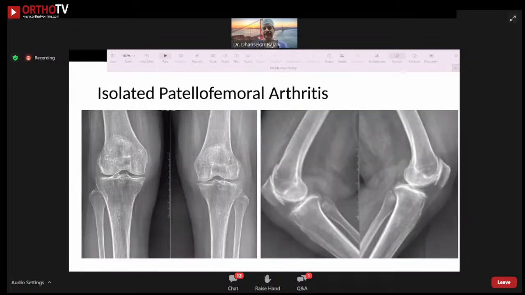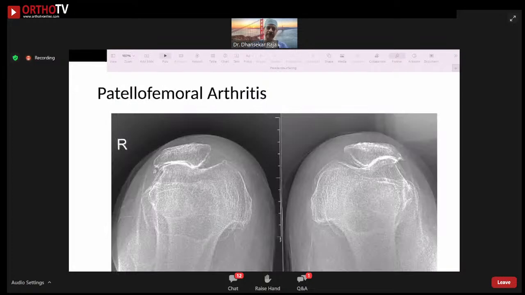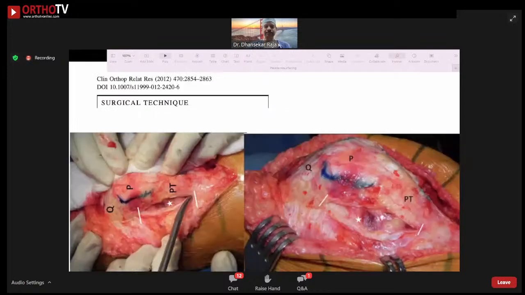So sometimes you have isolated patellofemoral arthritis. Here, there is not much tibiofemoral arthritis. Severe patellofemoral arthritis, very symptomatic. Patient is not able to climb even a single step. Here we do a patellar resurfacing.